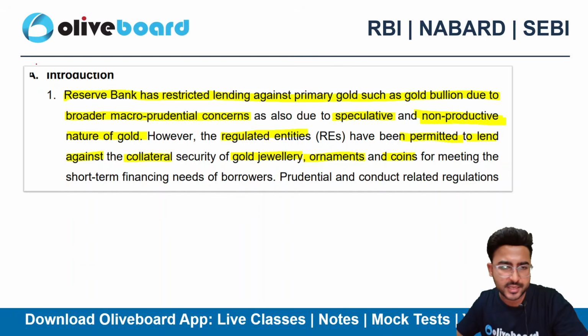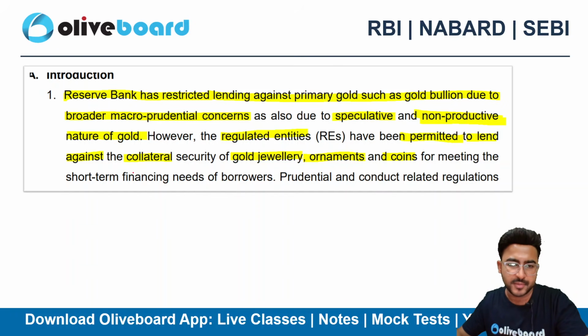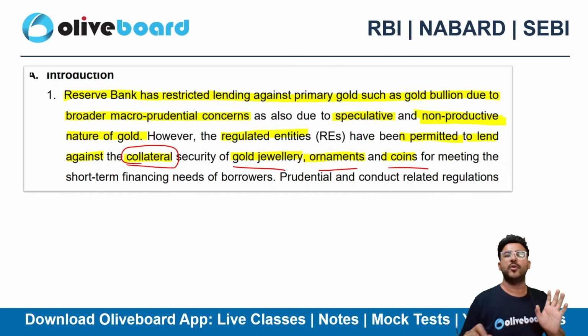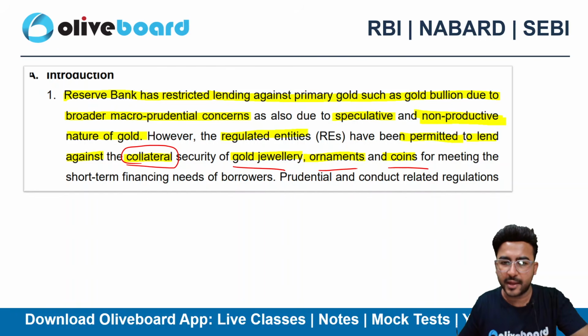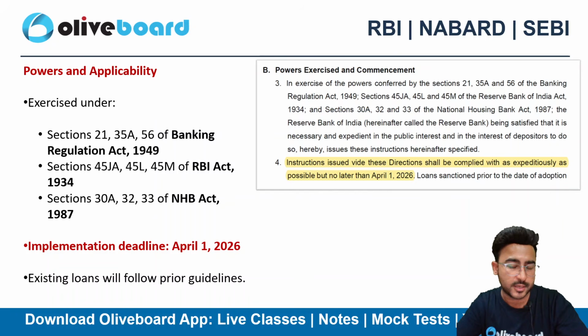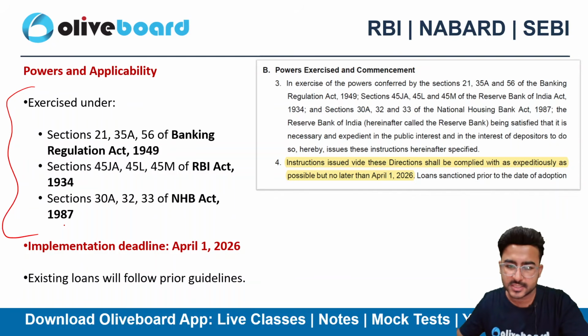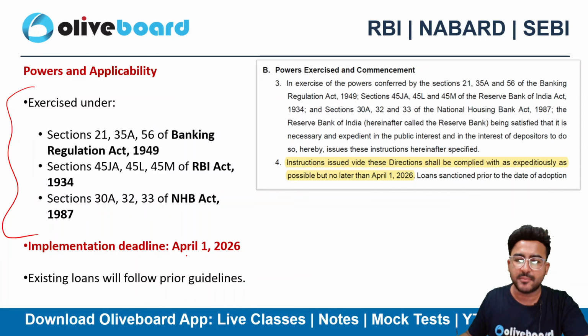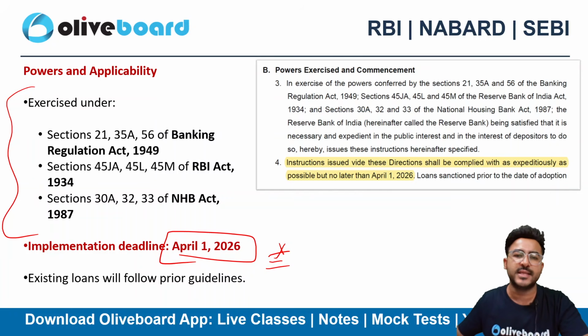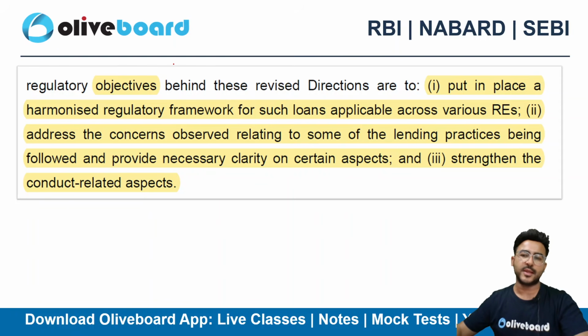Everything is mentioned here, the purpose of the circular and everything. Do remember that you can lend only against the collateral of gold jewelry, ornaments and coins. You cannot lend against pure gold. So do remember this: pure gold lending here is not allowed. These powers are exercised under these sections. The implementation timeline will be 1st of April 2026. This you need to remember. You need to implement this from 1st of April 2026. That's the stated timeline in this particular circular.